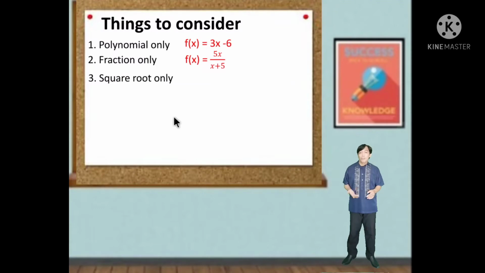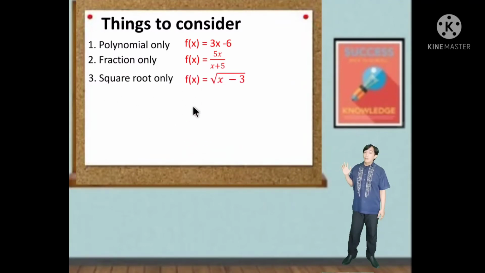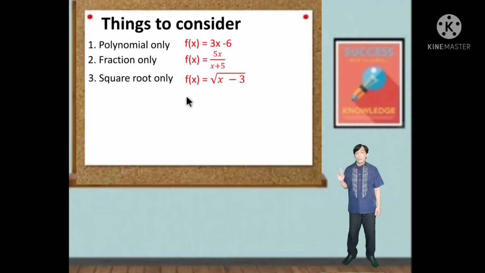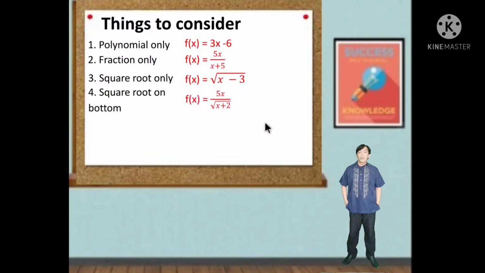Okay. Number 3 is square root only. Pag sabi natin square root only, ito yung example nun. F of x is equal to square root of x minus 3. Okay? So, meron tayong expression na nasa loob ng radical sign. Then, next is square root on bottom. So, meron tayong fraction, pero yung ilalim, siya yung may square root symbol. So, example is f of x is equal to 5x all over square root of x plus 2.